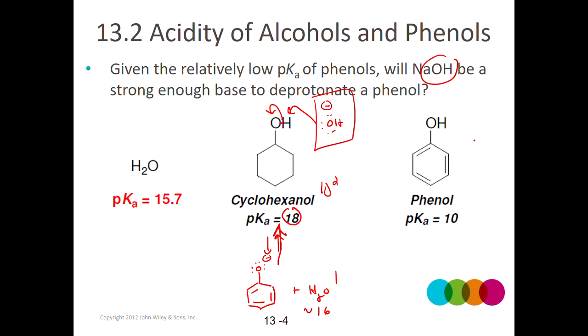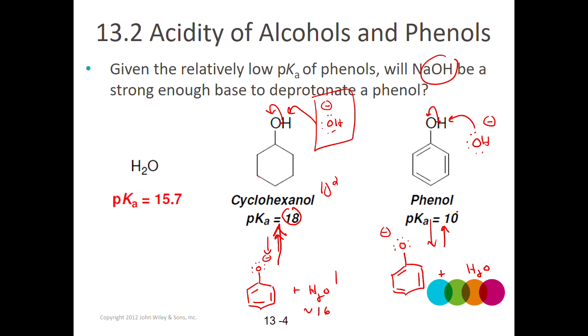In the case of the phenol, though, if I add OH minus by adding NaOH or KOH, and it picks off a proton, because of the resonance we just saw, the negative charge on this oxygen is stabilized by resonance, which means it's going to be shifting the equilibrium a lot more toward the product side.